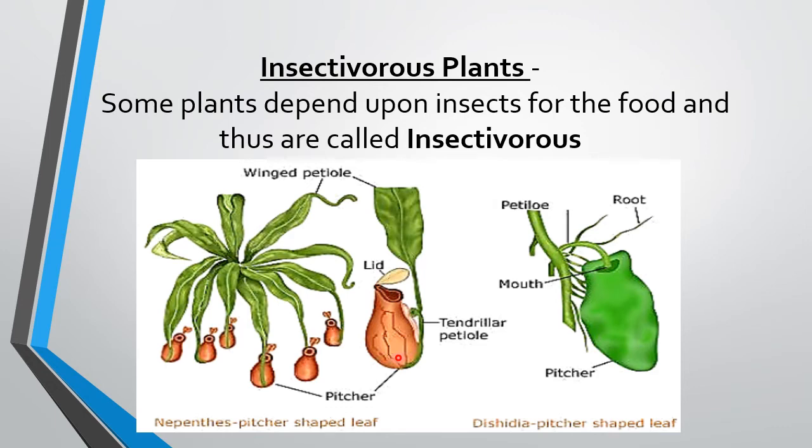So, and then how will it digest? It will digest inside by the secretion of enzymes by the cells of the plants. Like this only, it will take the insects as food. So some plants depend upon insects for food, and thus this is called an insectivorous plant.